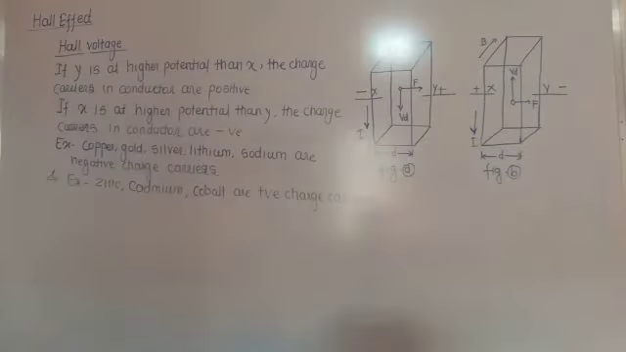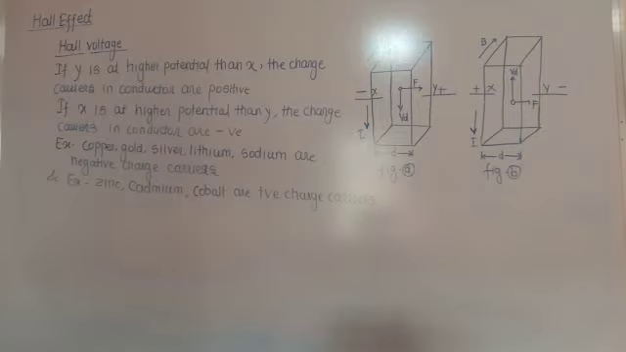So by using this Hall voltage, we can confirm that the Hall voltage gives the measurement of the types of charge carriers, and experiments show that many metals such as copper, gold, silver, lithium and sodium are negative charge carriers, and zinc, cadmium, cobalt are positive charge carriers.